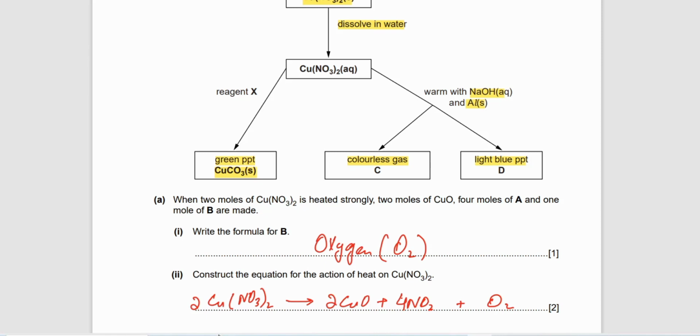Okay, so you can see 2 copper, and nitrate 2 2s are 4, so 4 nitrogen, 4 1s are 4. Oxygen, 2 3s are 6 and 6 2s are 12. 2 1s are 2 and 4 2s are 8. 8 plus 2 becomes 10, and 2, this becomes 12. Okay.